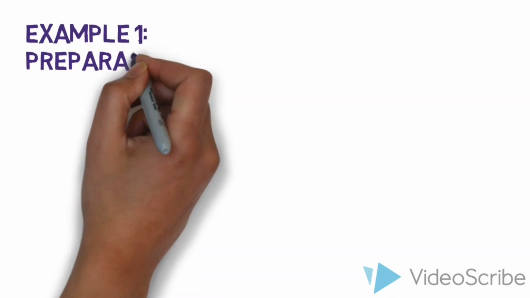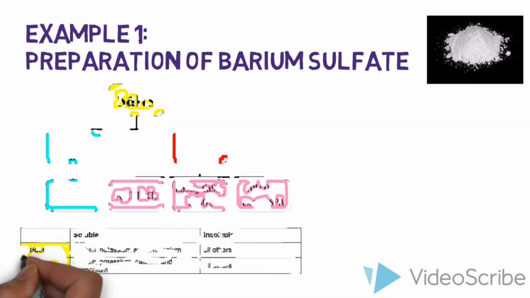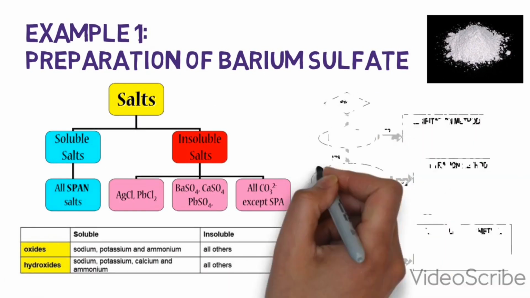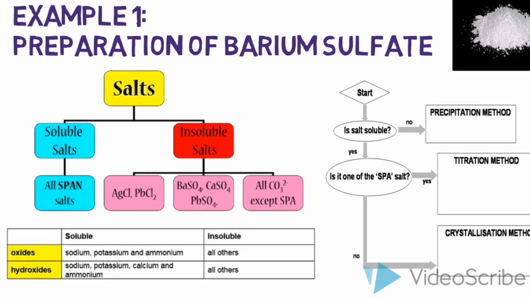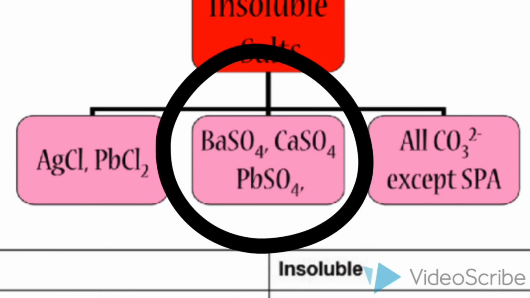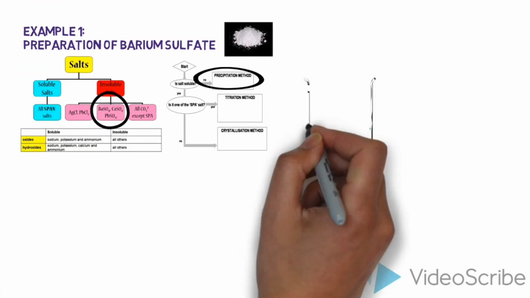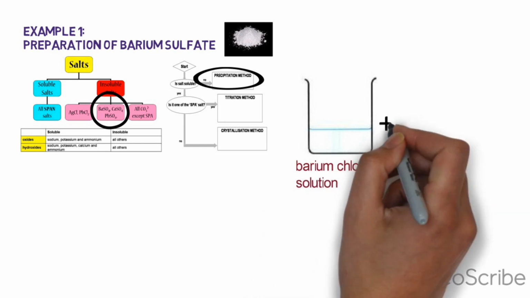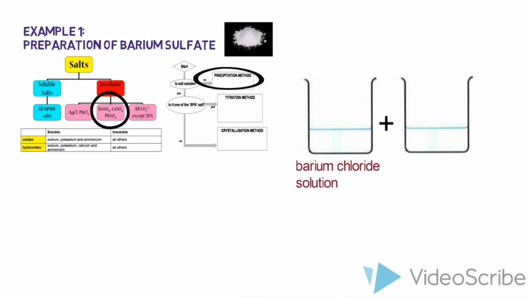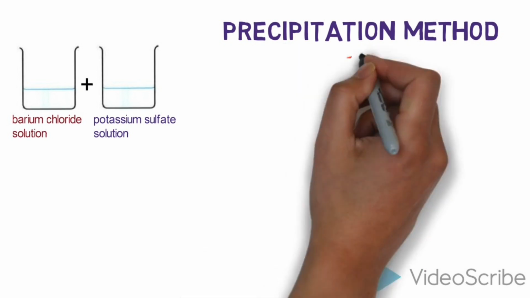Let's look at the first example, the preparation of barium sulfate salt. First, look at the solubility table and identify if barium sulfate is soluble or insoluble. As you can see, barium sulfate is actually an insoluble salt, and to prepare such salts, we have to use the precipitation method. In this method, we have to use two different types of solutions, one of which consists of the barium ions and another one that consists of the sulfate ions. So I've chosen to use barium chloride solution as well as potassium sulfate solution for this particular example.